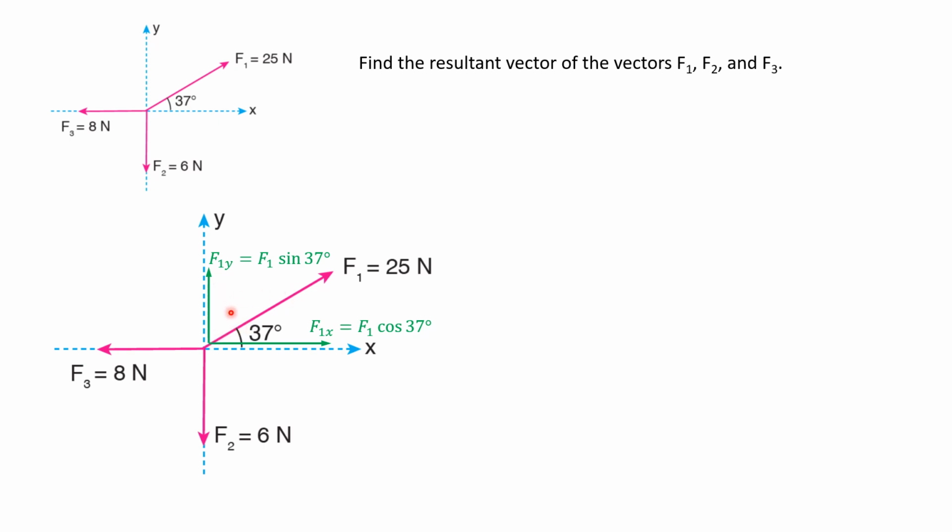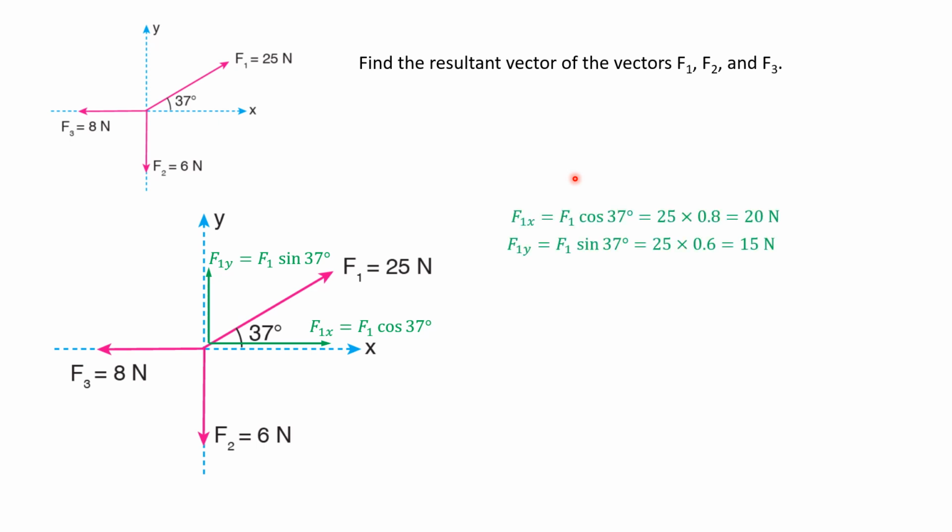Again, f1x is going to be f1 times cosine of this angle, right? Because this is adjacent, and this is your hypotenuse. So f1 times cosine 37 gives you f1x. And your opposite is just going to be f1y, because this length and this length are similar. So f1y must then be f1 times sine 37.